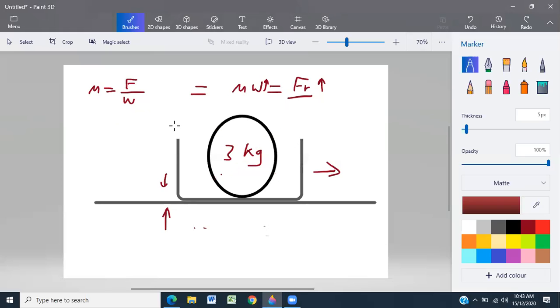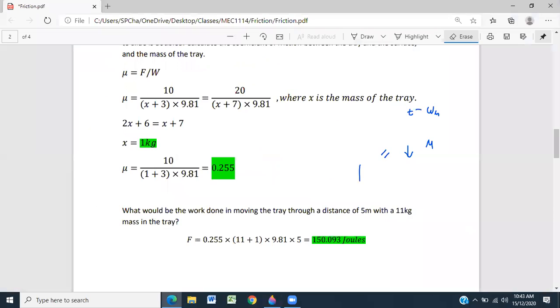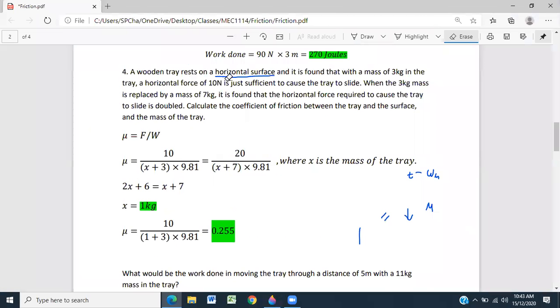let me write this back. F over the weight of the tray, W sub T, is equal to the coefficient of friction. And we don't know how much force it takes to move it when it's just the tray. But let's say we put the mass in, as the question suggested. Let's go back to the question. A wooden tray rests on a horizontal surface, and it is found that with a mass of 3 kg in the tray, a horizontal force of 10 newtons is just sufficient to cause the tray to slide.